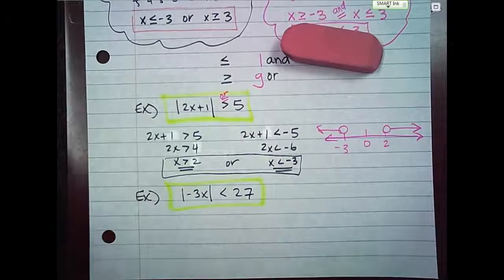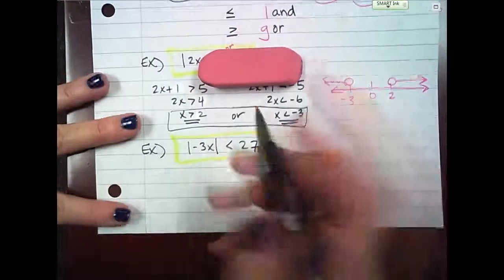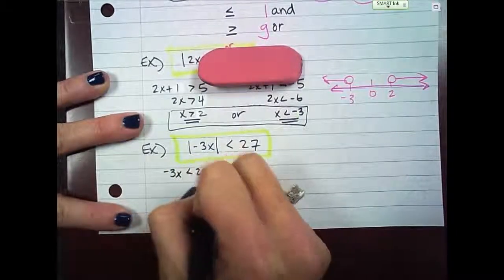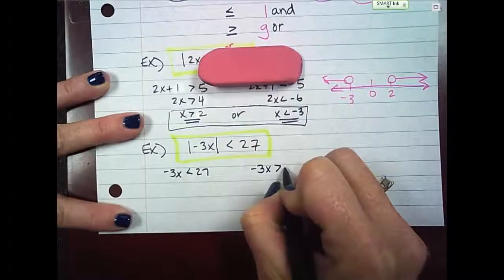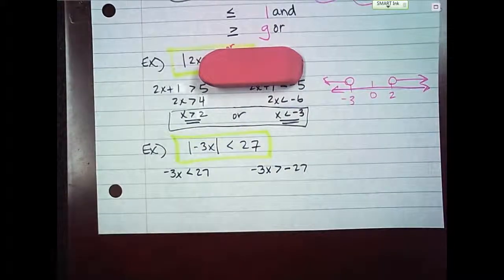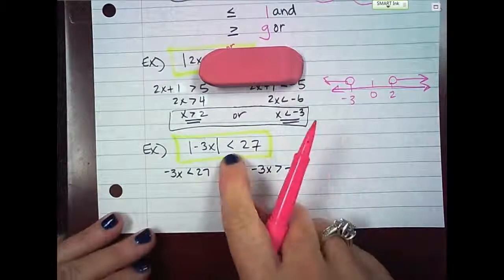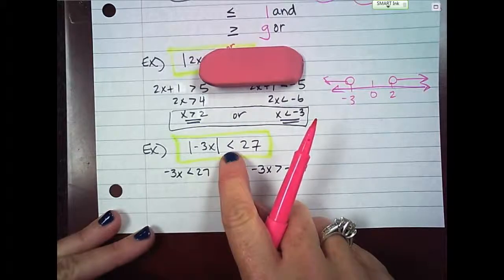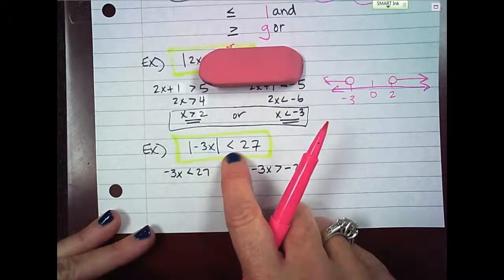Let's give it a shot. The absolute value is already alone, so what was always our first step? Set it equal to 27 and negative 27. But when you take the negative, you've got to flip the direction. So here are my two equations. Negative 3x is less than 27. Negative 3x is greater than negative 27. Flip the sign and flip the direction. Now use our little cheesy way to remember. Less than is what? Land and gore, right? So less than is and.